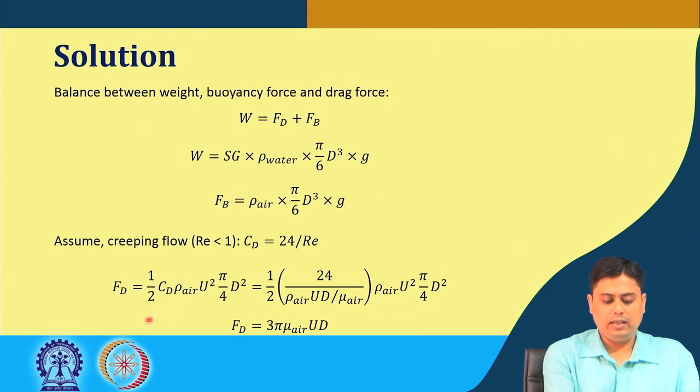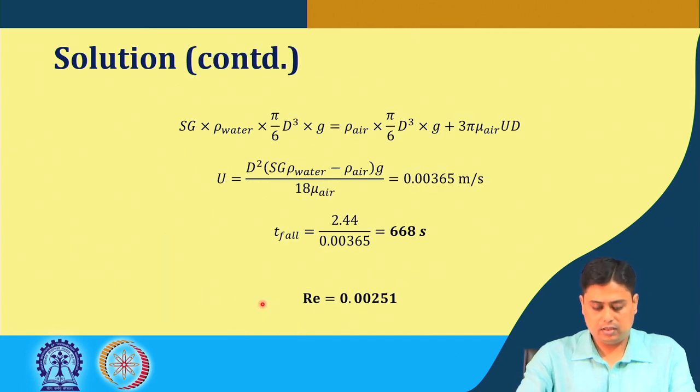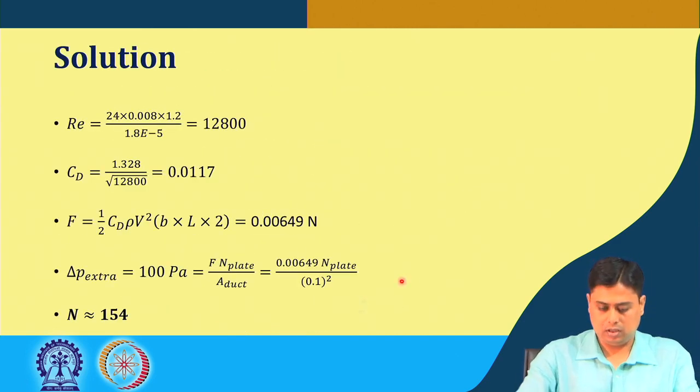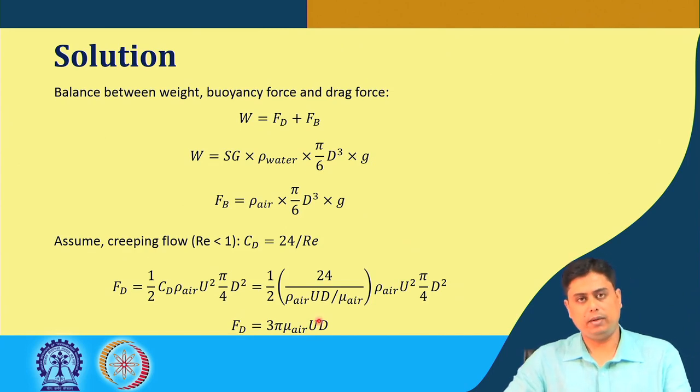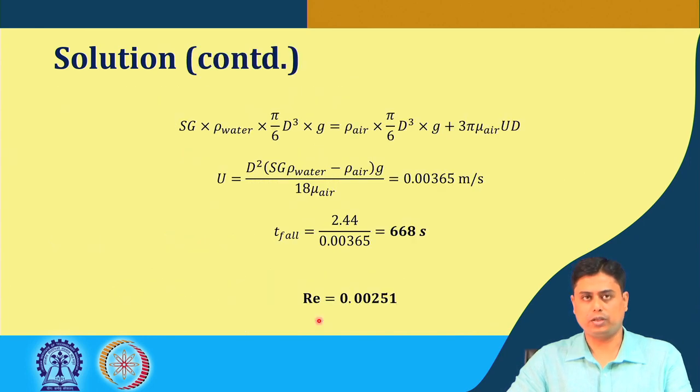Then after resolving this parameter, we can see that FD is 3 pi mu u multiplied by d, where mu is the viscosity of air and d is the diameter of the spherical object. Okay. Now, you can remember that this is the Stokes drag, the drag that has been mentioned by Stokes in the creeping flow regime. The drag force acts on a spherical object.